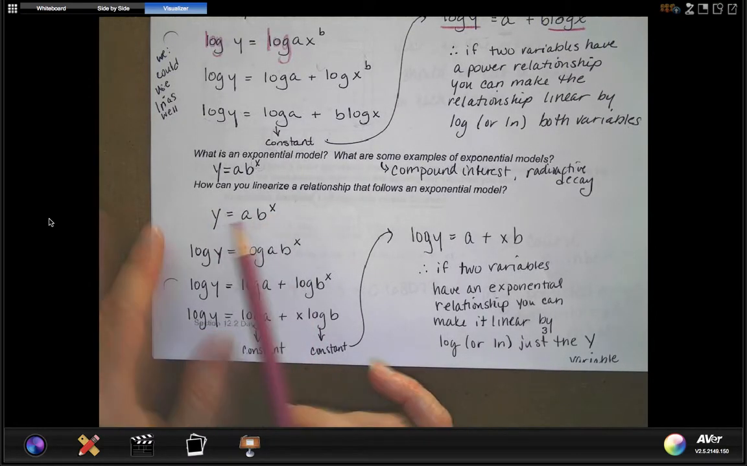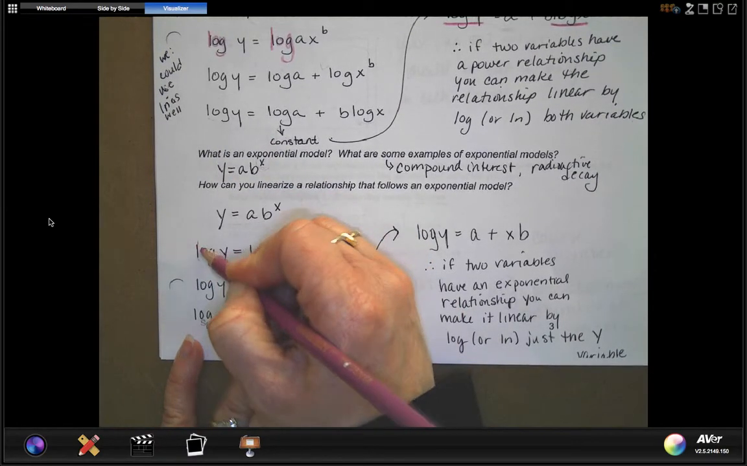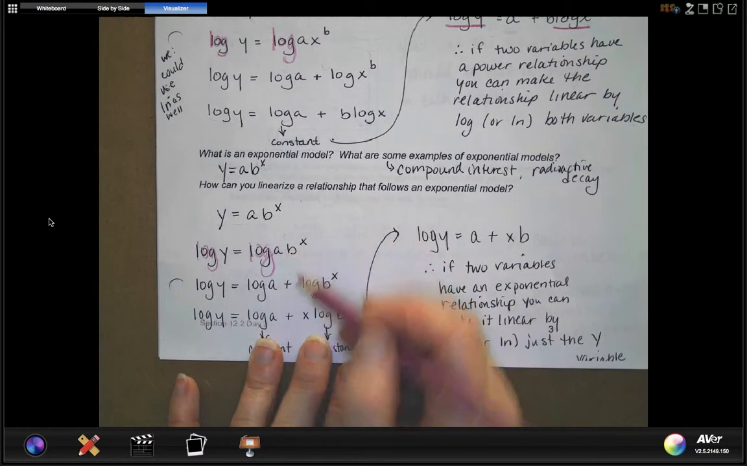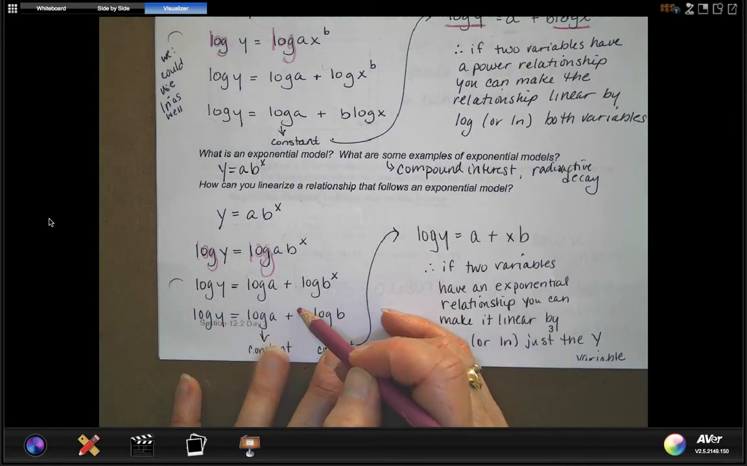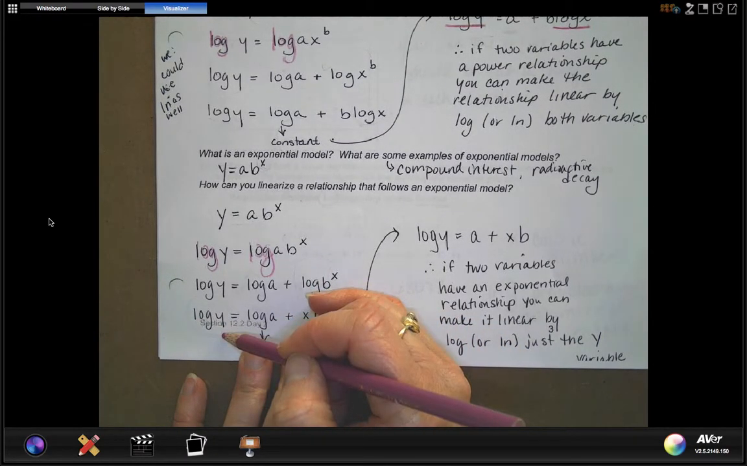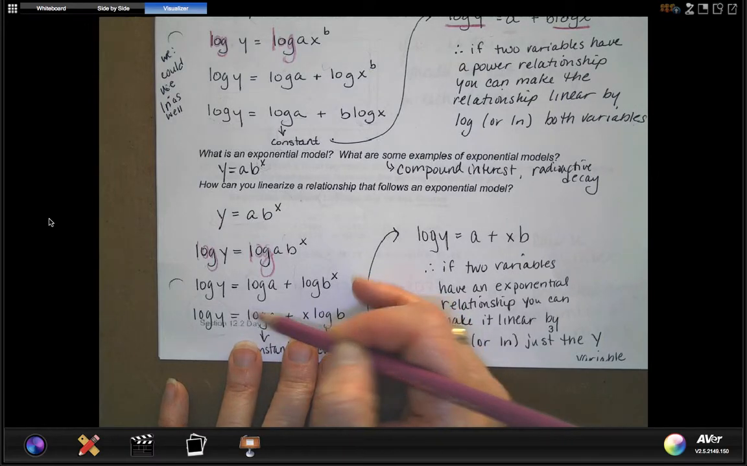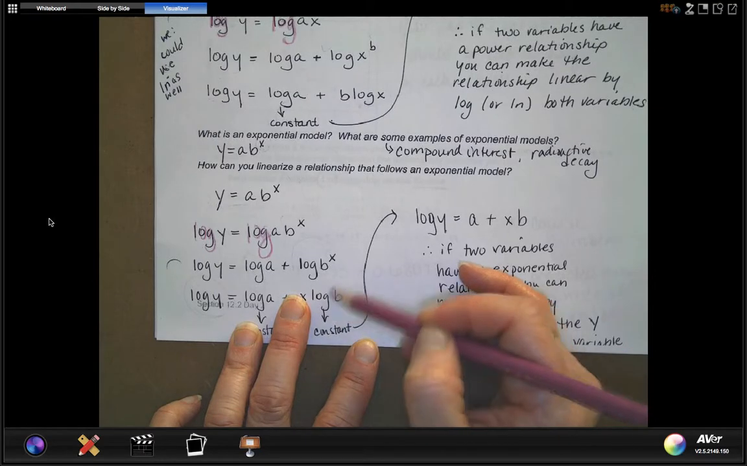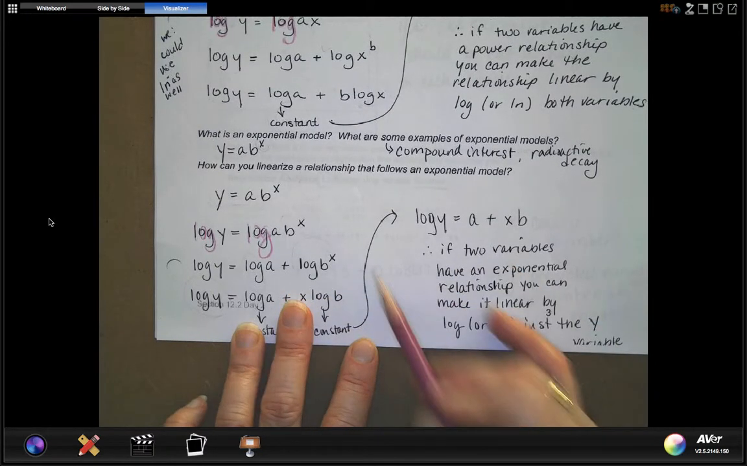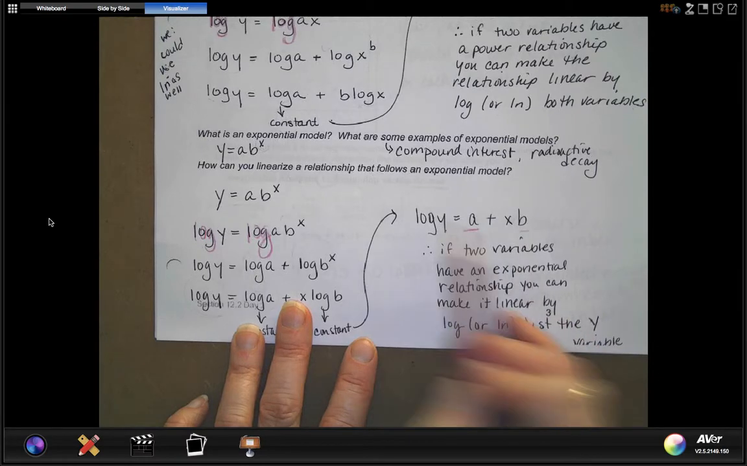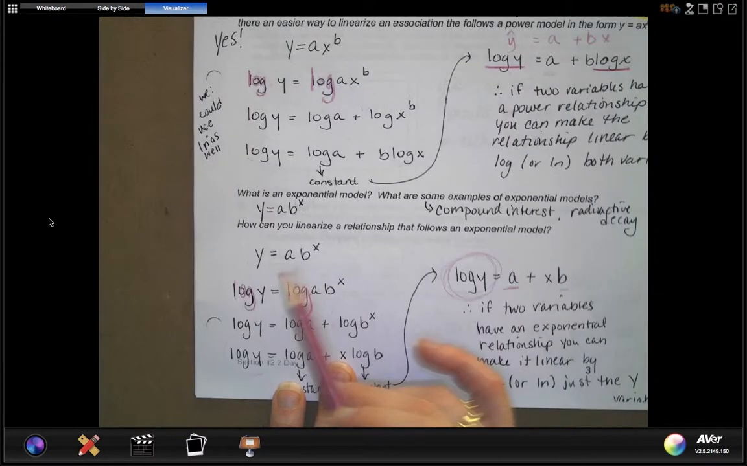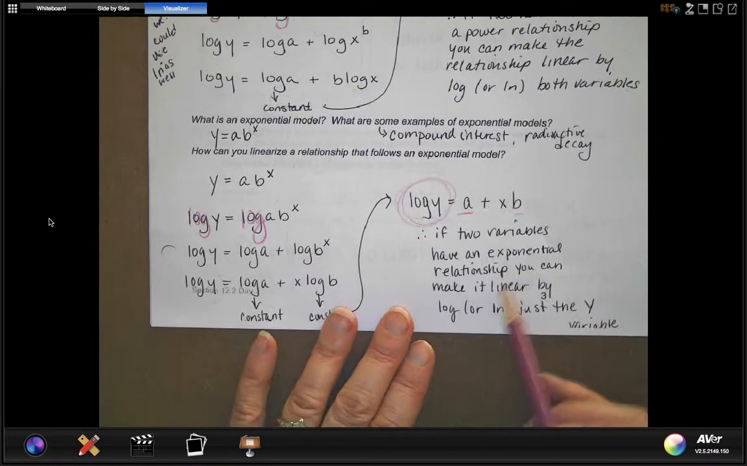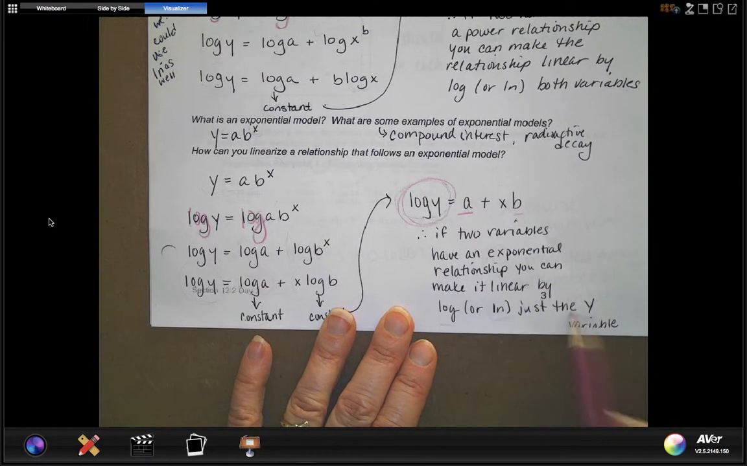So here's your exponential. I'm going to do the same thing. I'm going to log both sides again. Again, I could do the natural log. If this breaks up, that x is going to come down. Okay, this is the variable. A is a constant, log of a constant, still a constant. B is a constant, log of a constant, still a constant. Okay, so in this one, if two things are exponential, I can make the relationship linear by just taking the log or natural log of only the y variable.